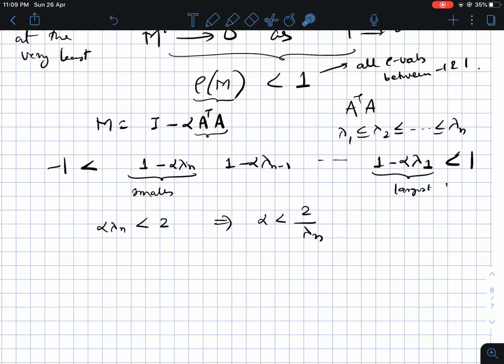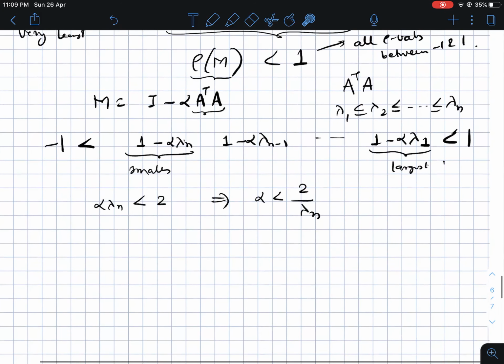We knew that anyway, right? We knew that if you have a large step size, you could get oscillation. This is telling you precisely how large the step size should be. It's at most 2 by lambda n. So alpha must be less than 2 by lambda n.